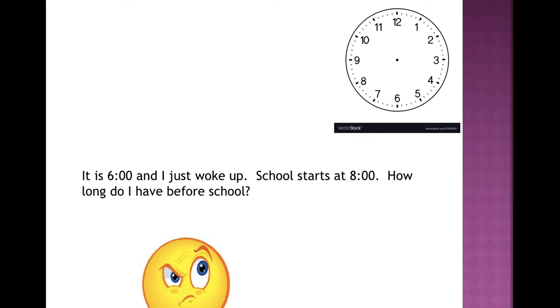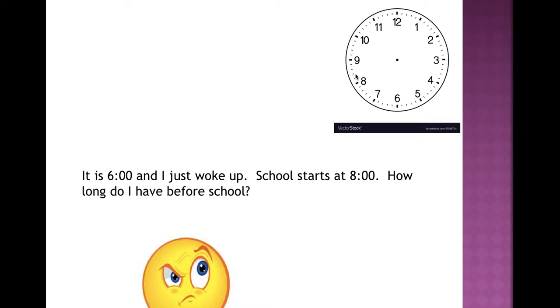Let's do another. It is 6 o'clock and I just woke up. School starts at 8. How long do I have before school? So now over here, this is telling us a start time and an end time, and we need to see how much time has passed between. Whereas in the other ones, we needed to figure out the end time, but over here it's already given to us. So if it's 6 o'clock, we know the hour hand would be pointing at the 6, and the minute hand would be pointing at the 12.